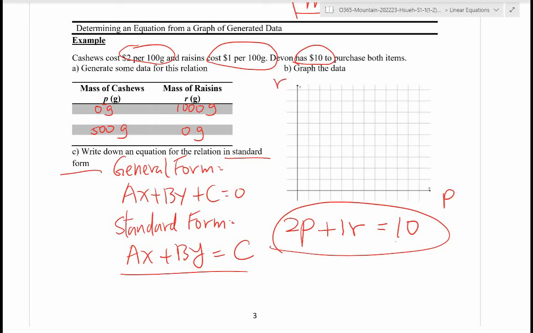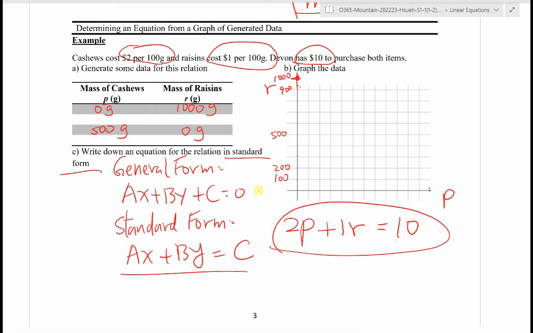When we buy 0 grams of cashews, we can actually get 1,000 grams of raisin. 1, 2, 3, 4, 5, 6, 7, 8, 9. Oh my gosh, not quite enough. Let me make this 10 right here. So that will be 1,000 grams, because I'm saying each box is worth 100. So 2, 3, 4, 500 here, and that'll be 900 here. Oh, not there. So if I just extend this a little bit, here is 1,000.